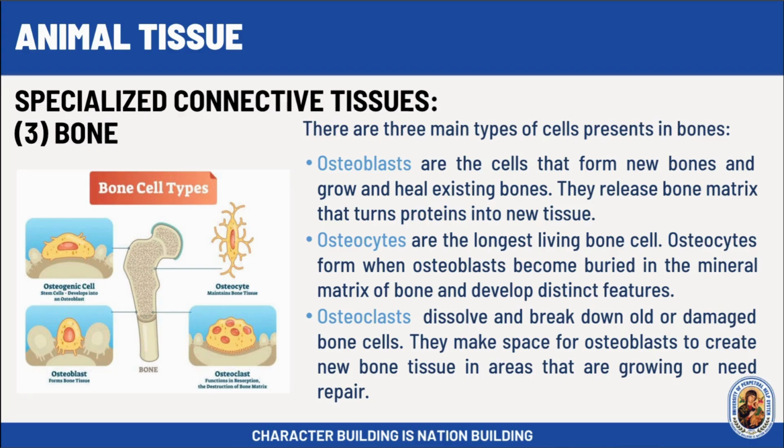and osteoclasts. Ang osteoblast, siya yung tumutulong para mag-heal yung bone pag nasira. They're there to form new bones. Sa osteocytes naman, siya yung pinakamatagal na bone cell. And then si osteoclast naman, siya yung sumisira sa mga damaged bone cells na hindi na natin kailangan.